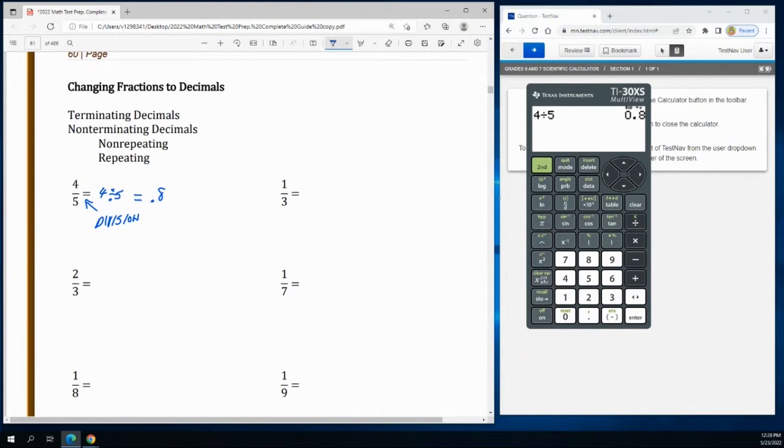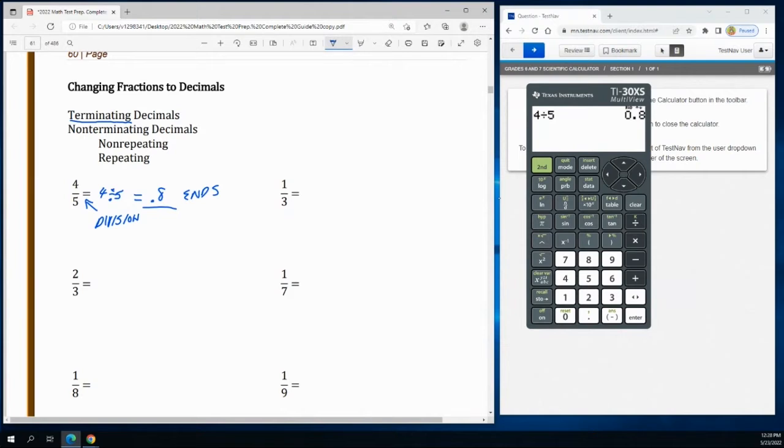You have vocabulary words up here. One of them is called terminating. The vocabulary word terminating means that this decimal actually ends. Like there, it doesn't continue. It's just 4 divided by 5 gives you 0.8, and that's it. This means that the decimal ends. This is called a terminating decimal. It means that there's nothing else.